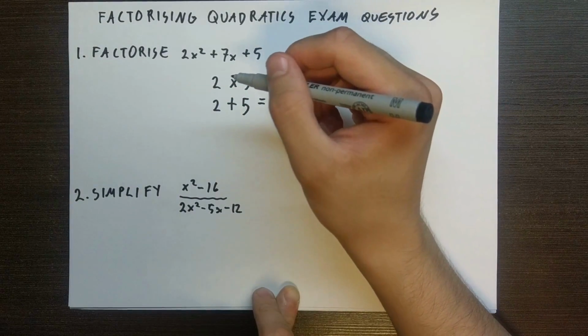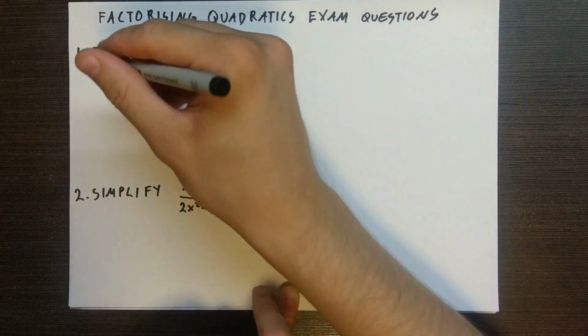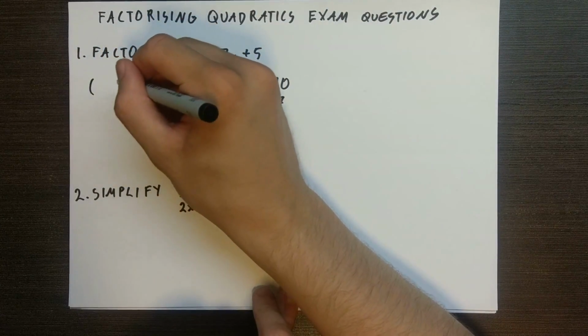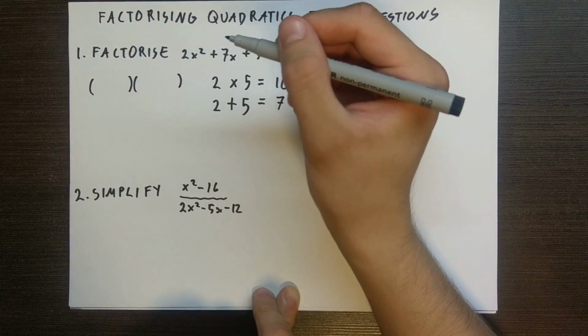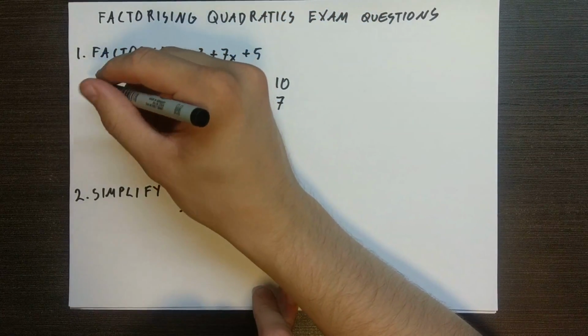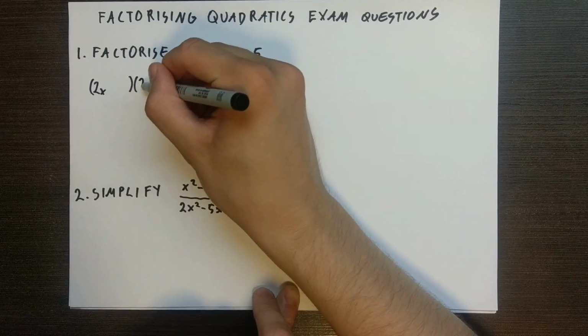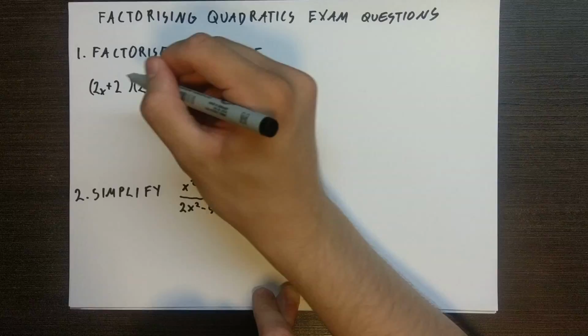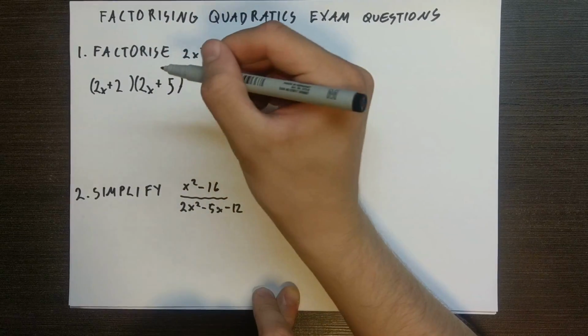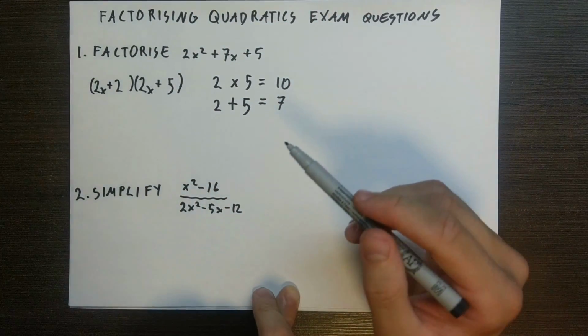So now we have that pair of numbers. Let's throw this into brackets. Let's open up 2 brackets, and we have 2x in each of them, and let's plug numbers in: 2x plus 2, 2x plus 5. Now what do we do in this case?